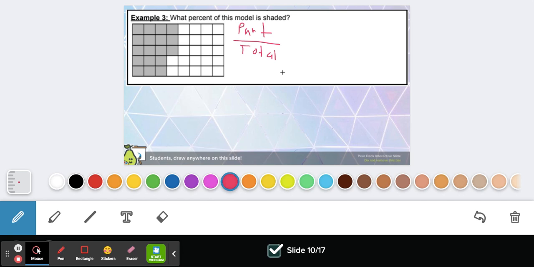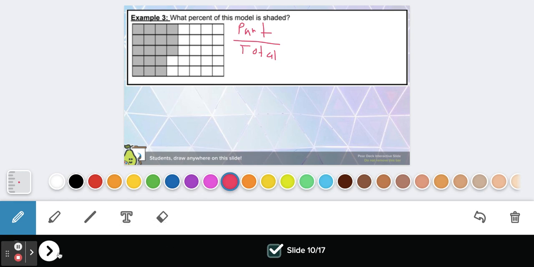Okay, what I want you guys to do is to pause the video and solve this one the exact same way that we did examples 1 and 2 using our Dr. Pepper, our decimal to percent, okay? So first, let's find our part over total.